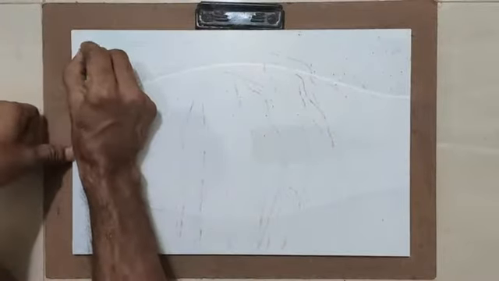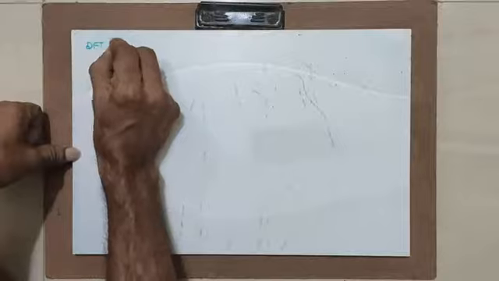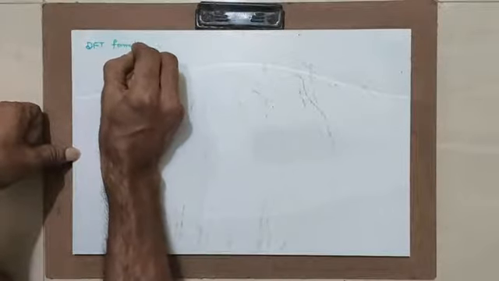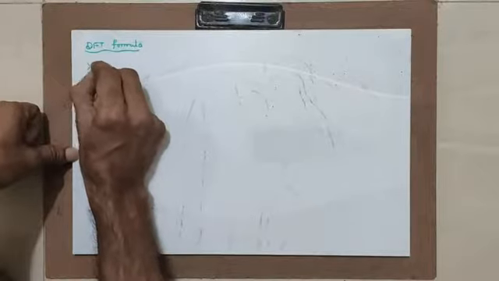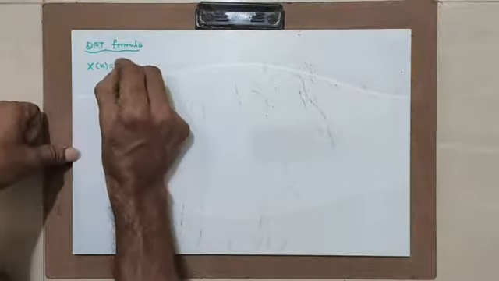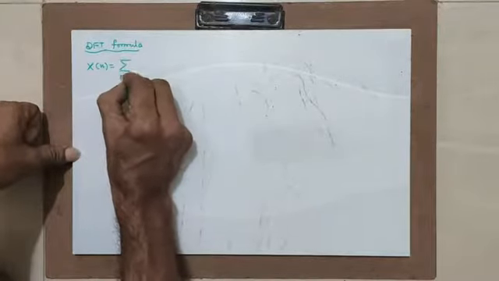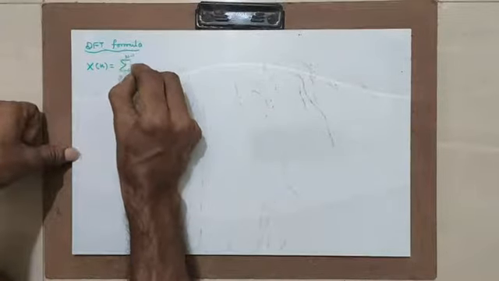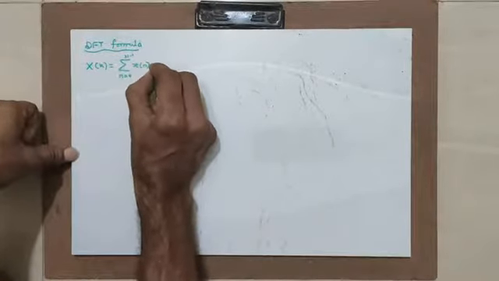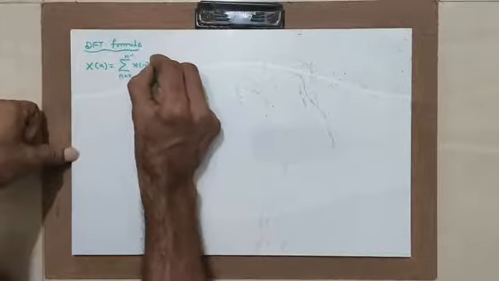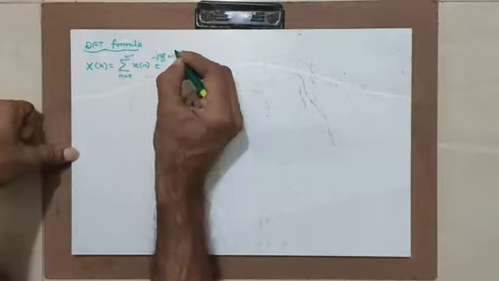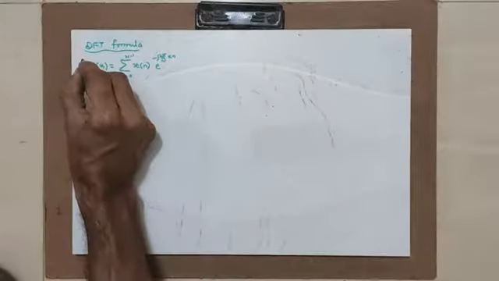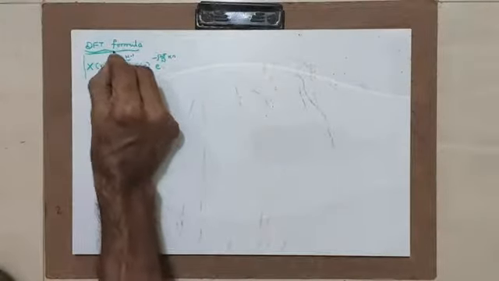I am just writing the DFT formula, the fundamental formula, that is X of k is equal to summation n is equal to 0 to N minus 1 x of n e raised to minus j 2 pi by N into kn. Okay, this is called the N point DFT formula.